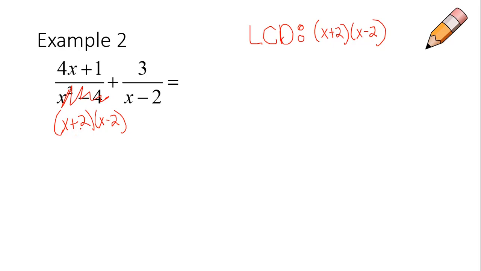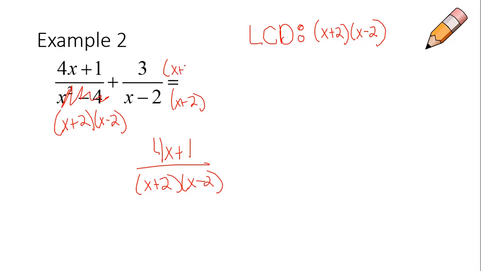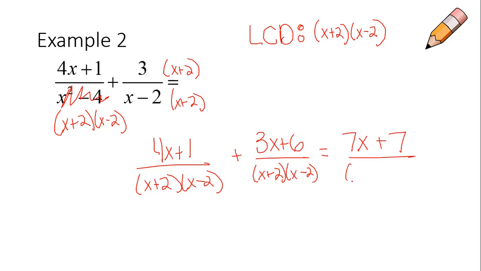So now I gotta multiply my denominators by what's missing. Nothing's missing in the first fraction. So I just get to rewrite that one. I'm missing an x plus 2 on this denominator, right? So I'm going to multiply the top and the bottom by x plus 2. So that's 3x plus 6 over x plus 2, x minus 2. Now, since I have done that, I can add the top together over the bottom.